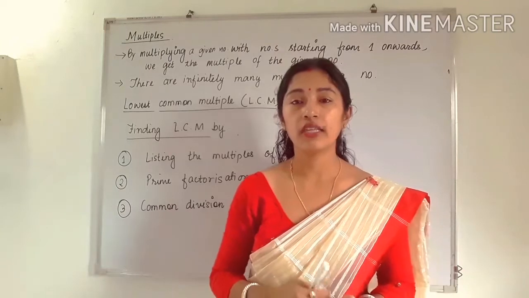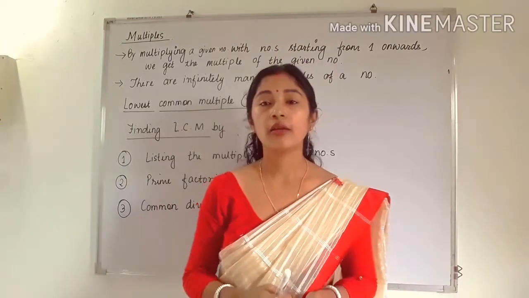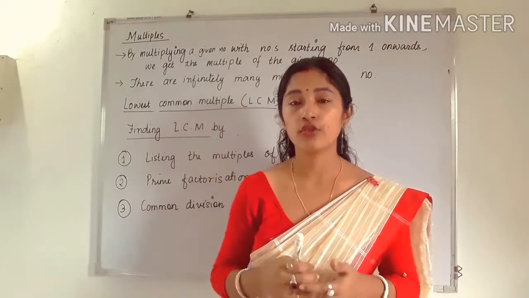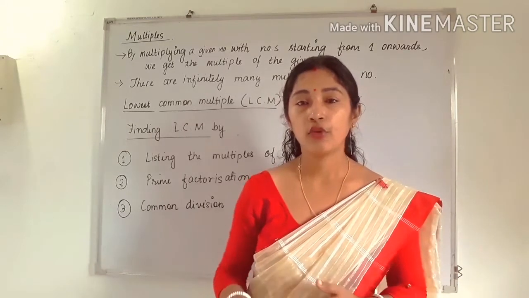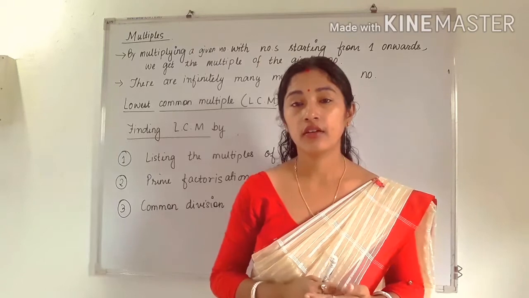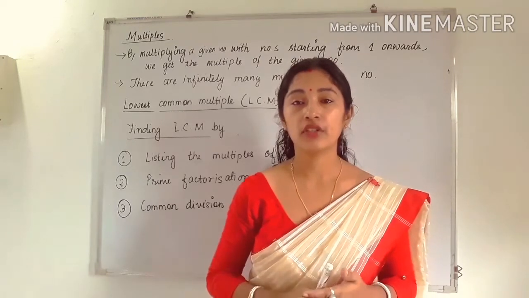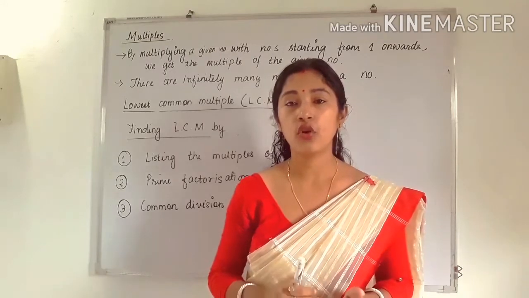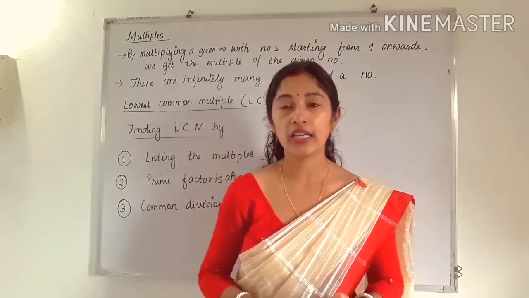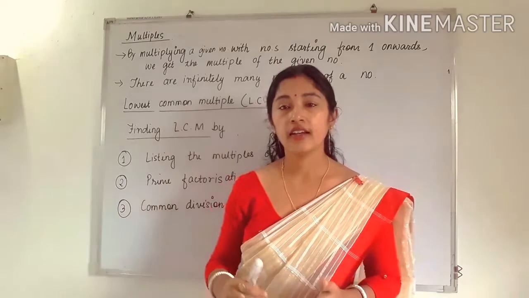If you want to find the multiples of 2, first multiply it with 1, so you will get 2. Next multiply with 2, you will get 4. After that multiply with 3, you will get 6. So like that the multiples of 2 are 2, 4, 6, 8. Like that it will go on.